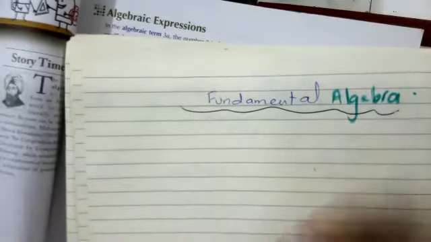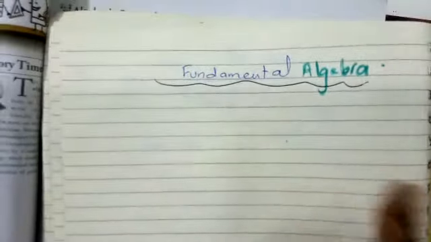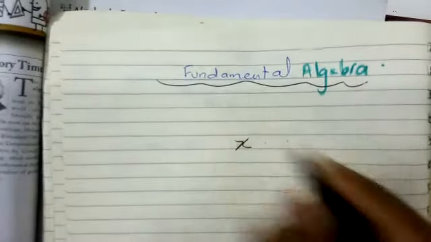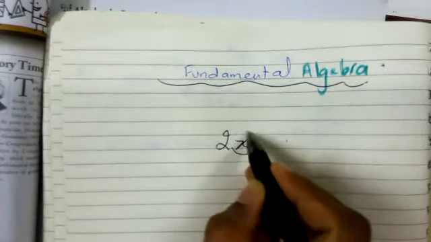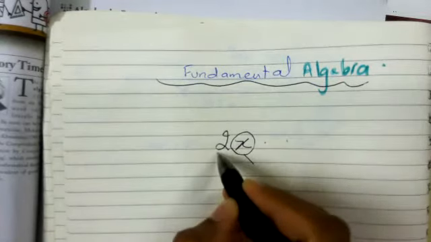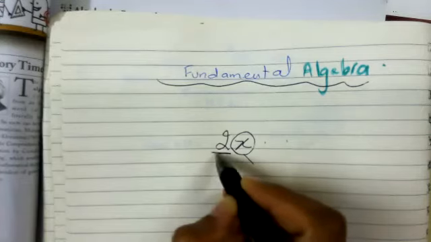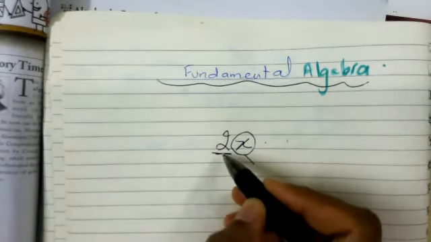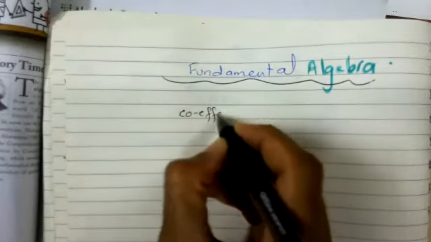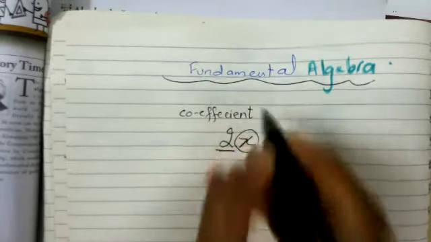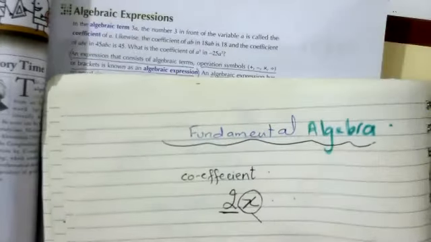What is a coefficient? When you have a variable, we can assign it any letter, from A to Z. For example, if it is X and I say 2X, the value of X I don't know, but the 2 has a fixed value. So this is called a coefficient. This is a term that is assigned to it.